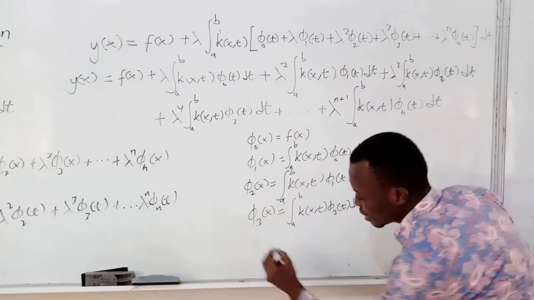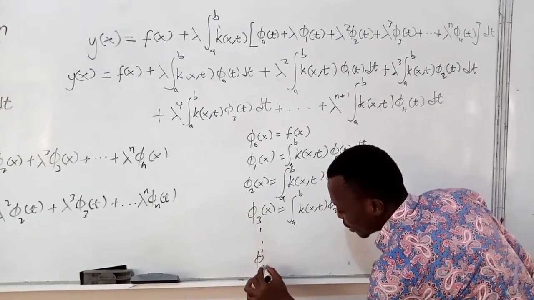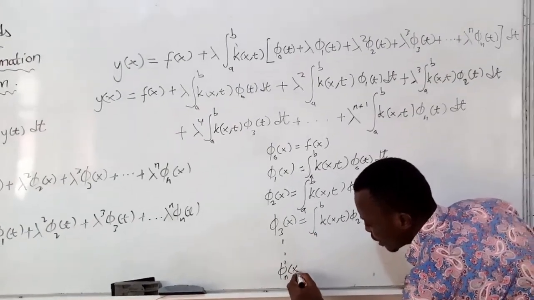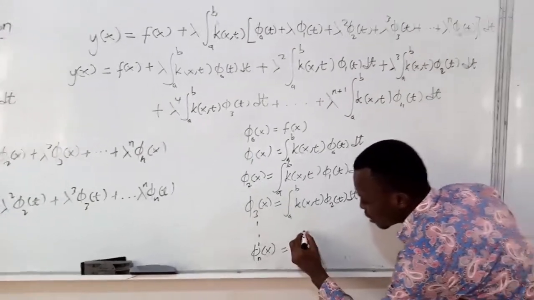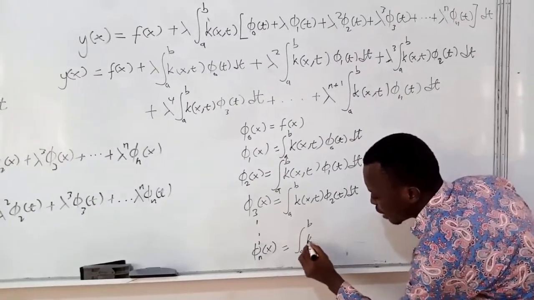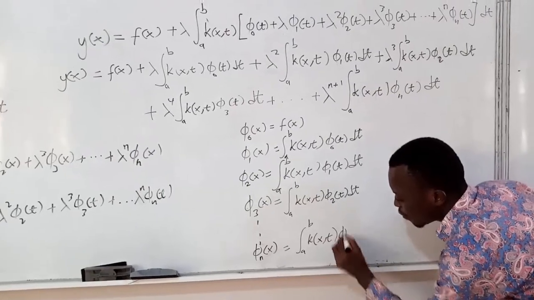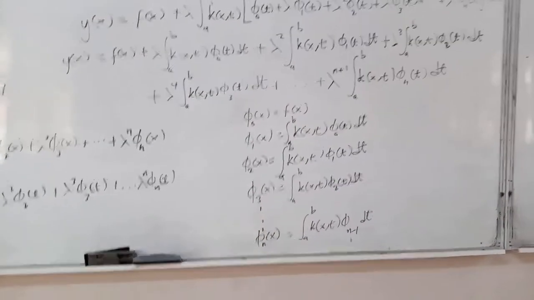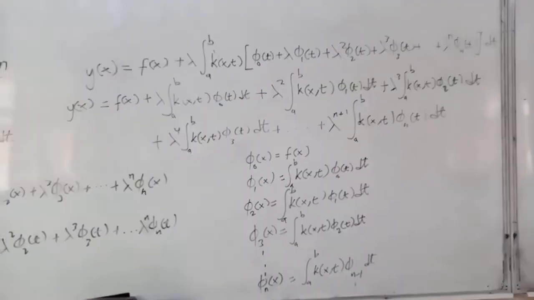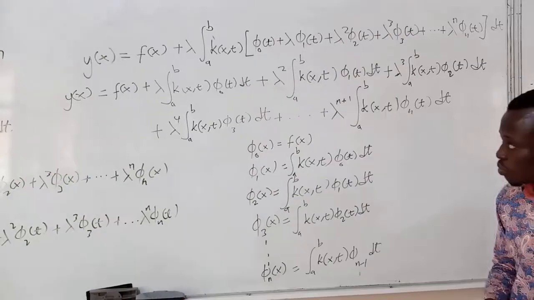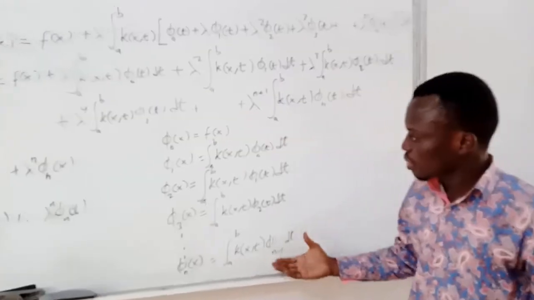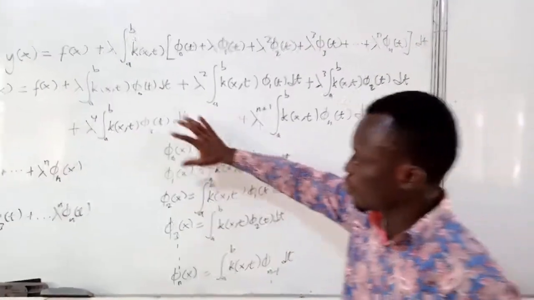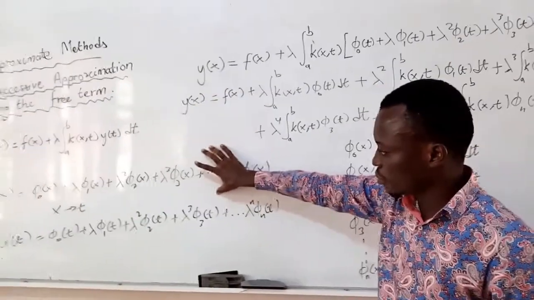Then you could easily generate that our phi n of s will be equal to the integral from a to b, K of s t, phi n minus 1 of t dt. So these equations can be generated from this and this.